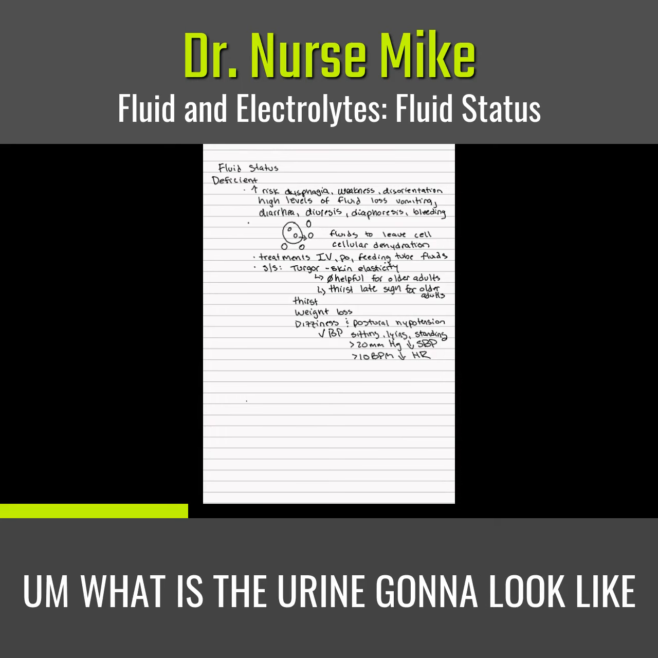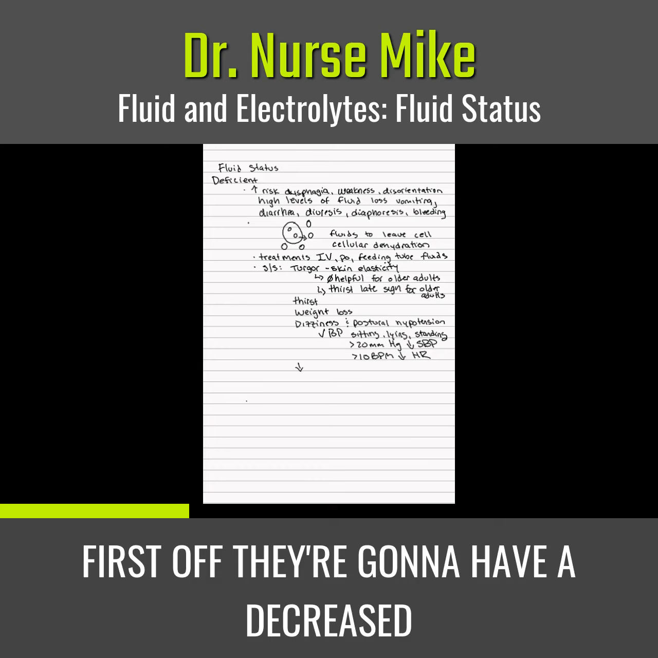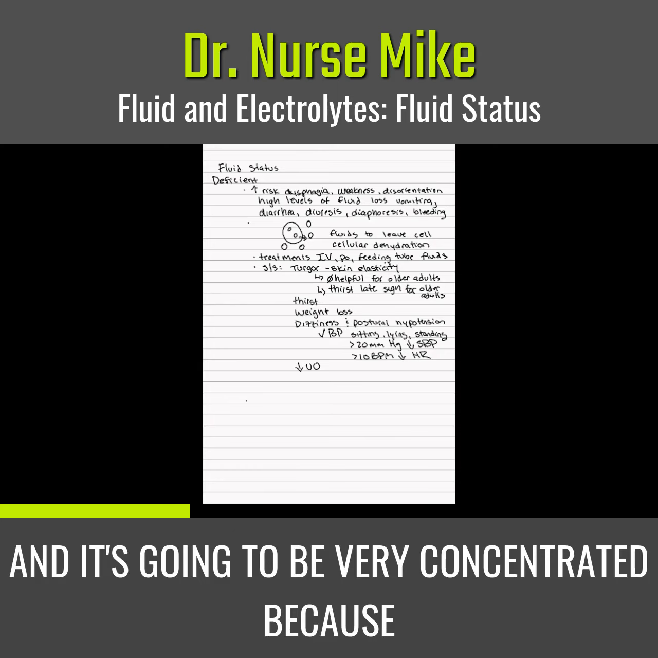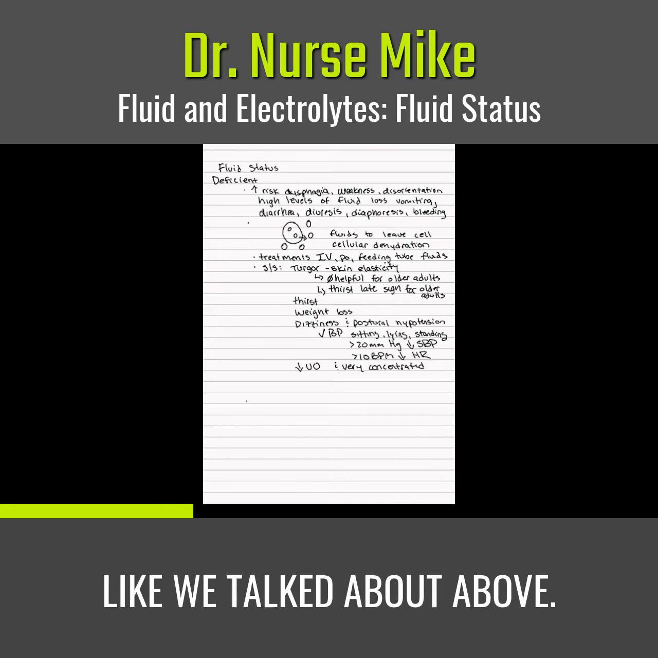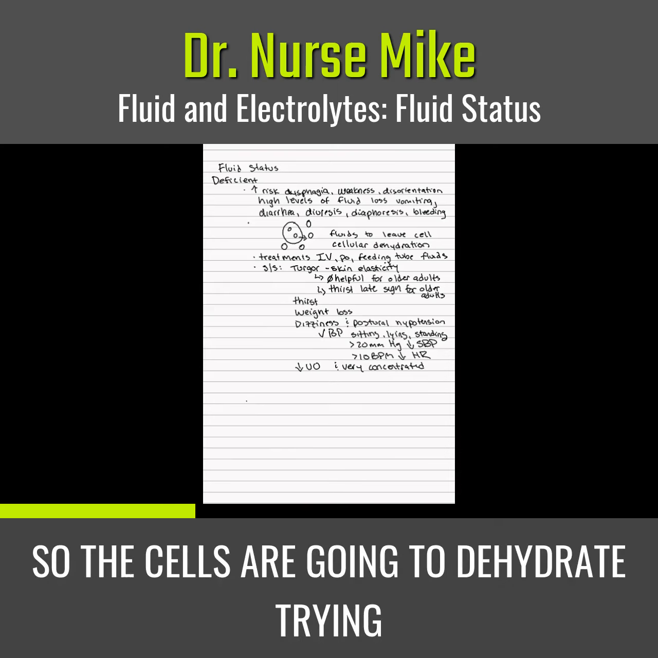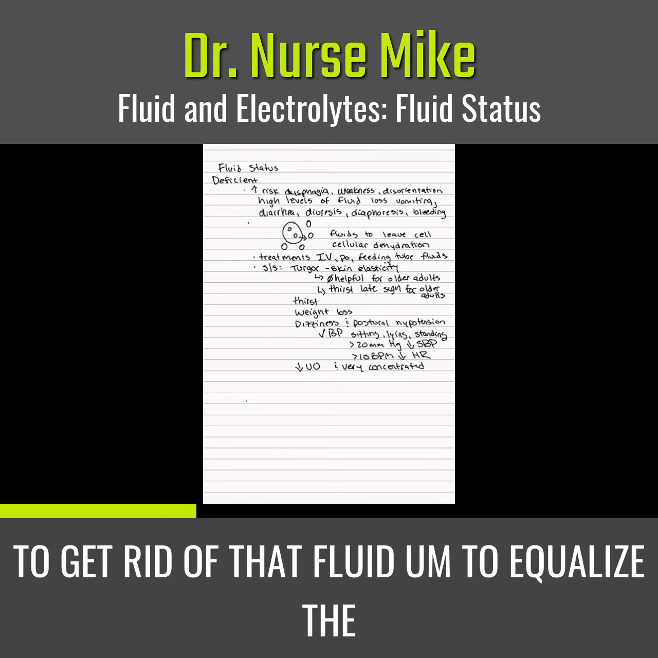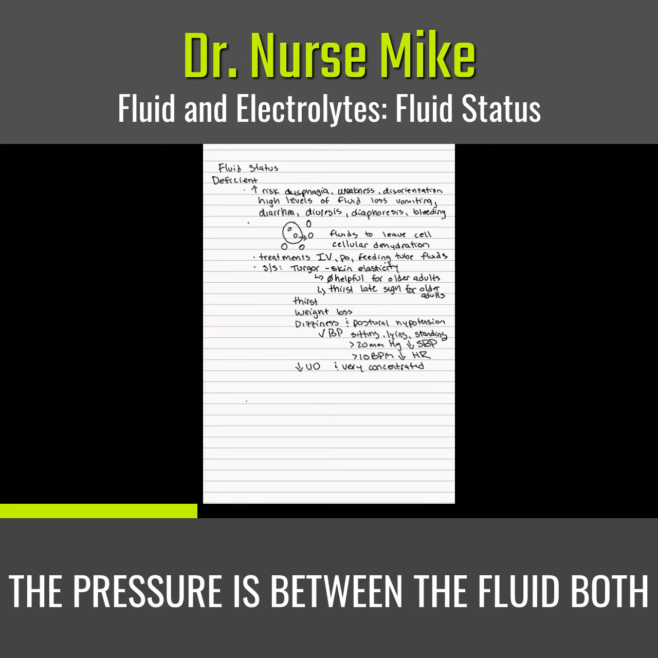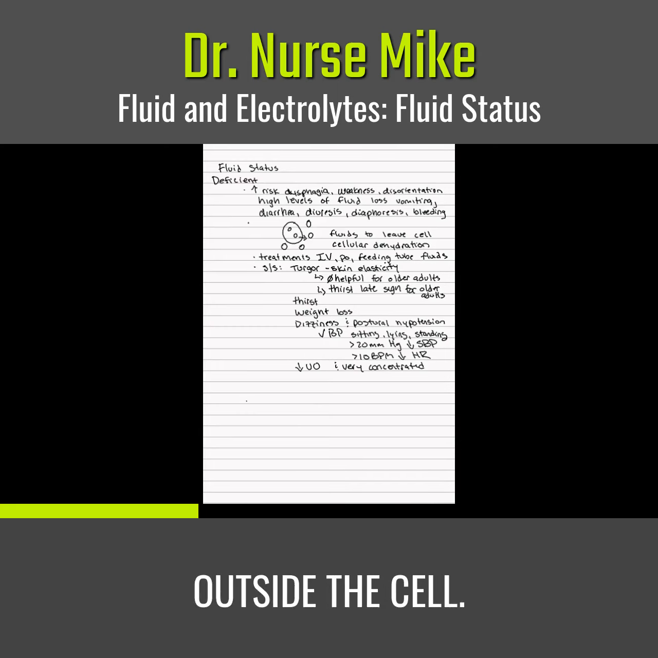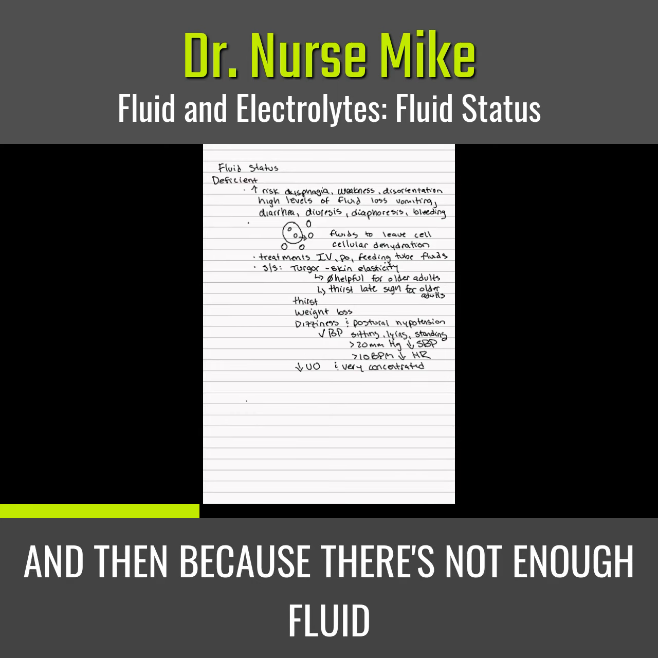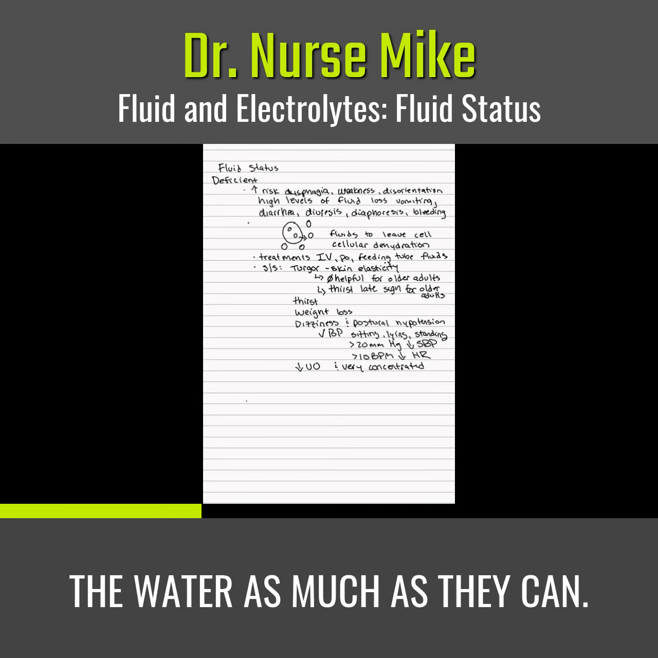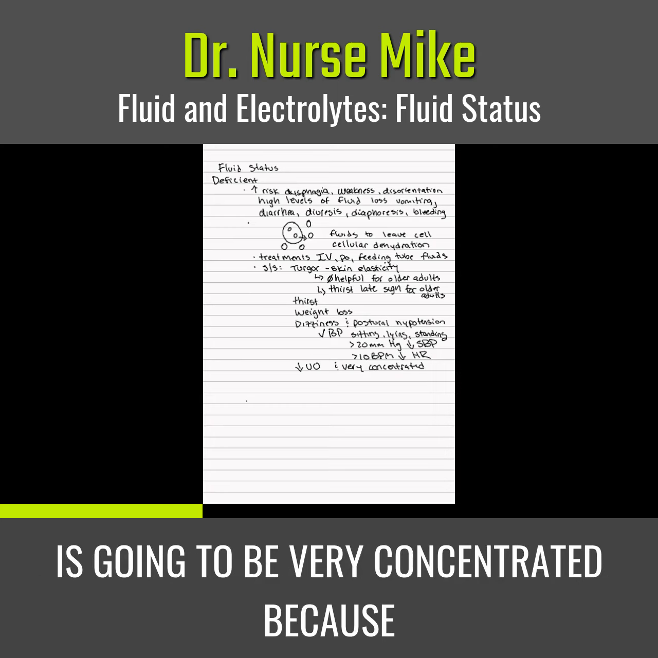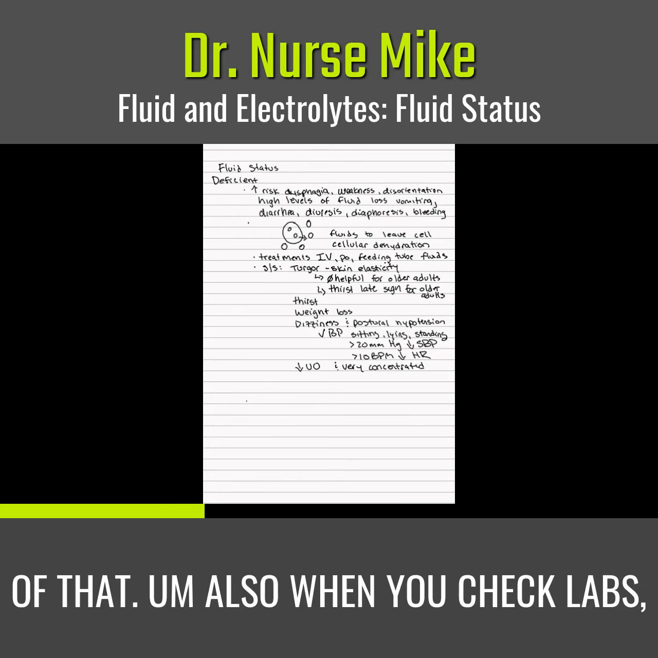What is the urine going to look like for these patients? First off, they're going to have a decreased urine output, and it's going to be very concentrated because there's not much fluid in their body like we talked about above. So the cells are going to dehydrate, trying to get rid of that fluid to equalize the pressures between the fluid both in the cell and outside the cell. And then because there's not enough fluid, they're going to be retaining fluid. Their kidneys are going to be holding on to the water as much as they can, and then anything that they pee out is going to be very concentrated because of that.